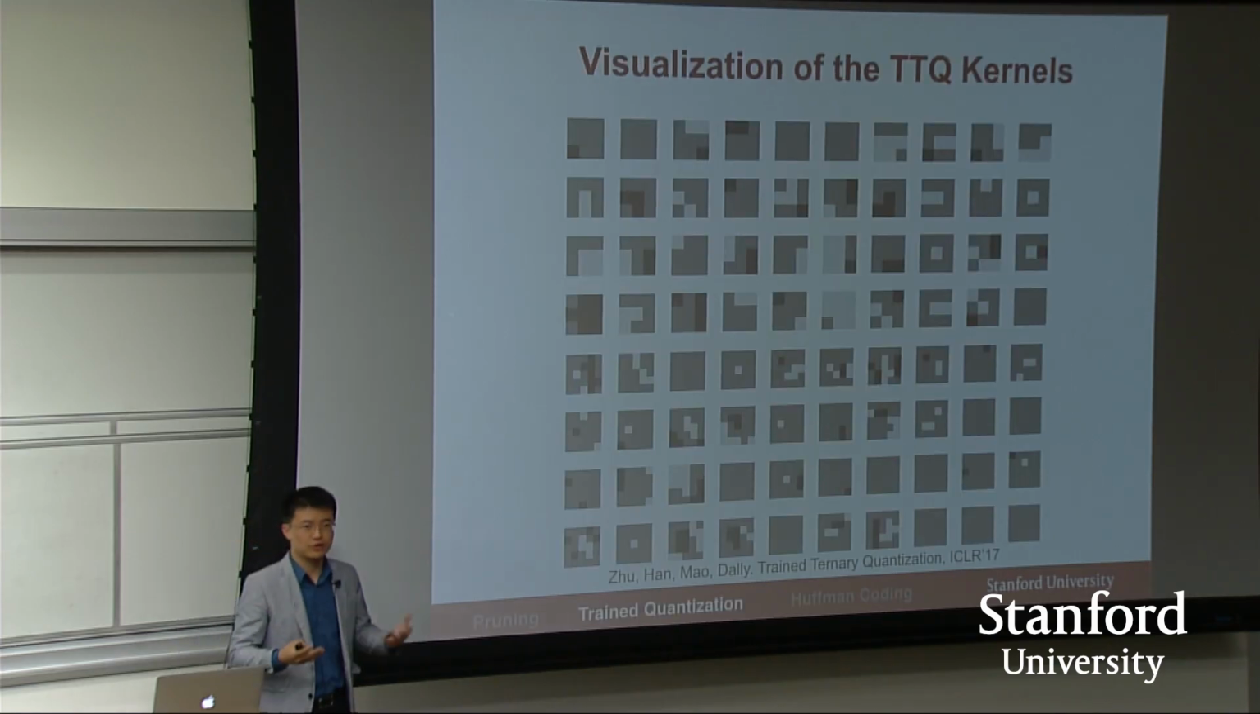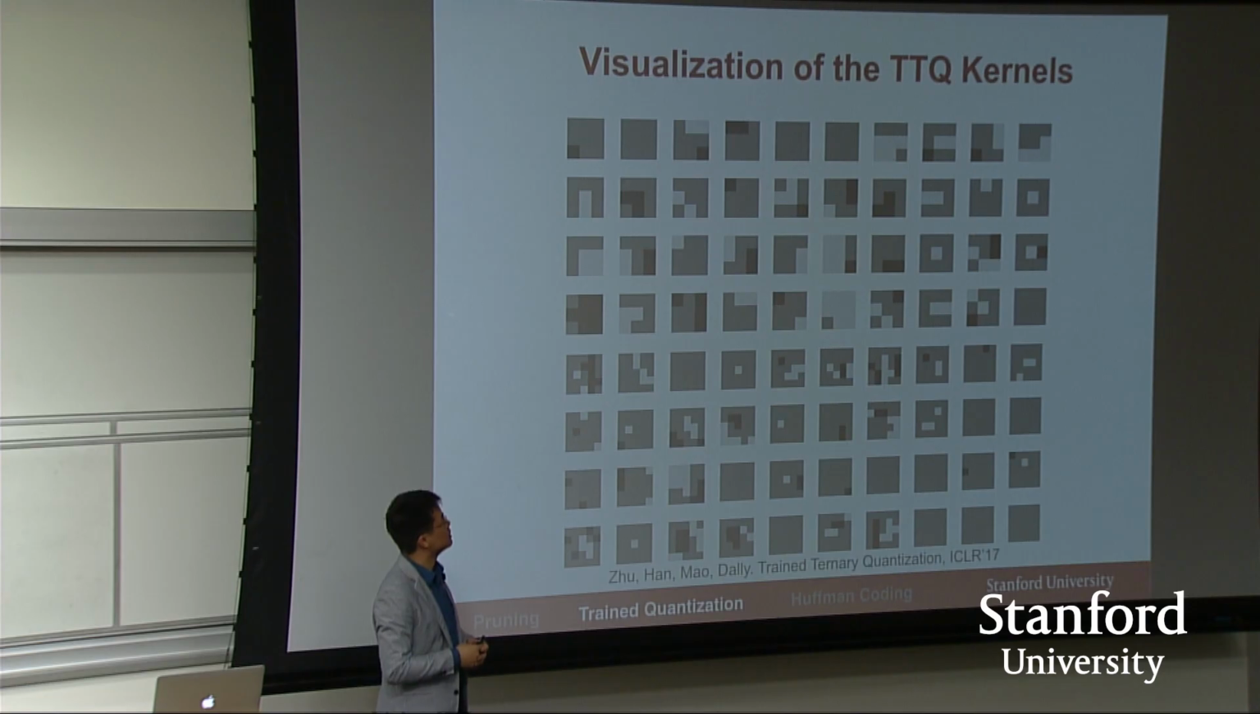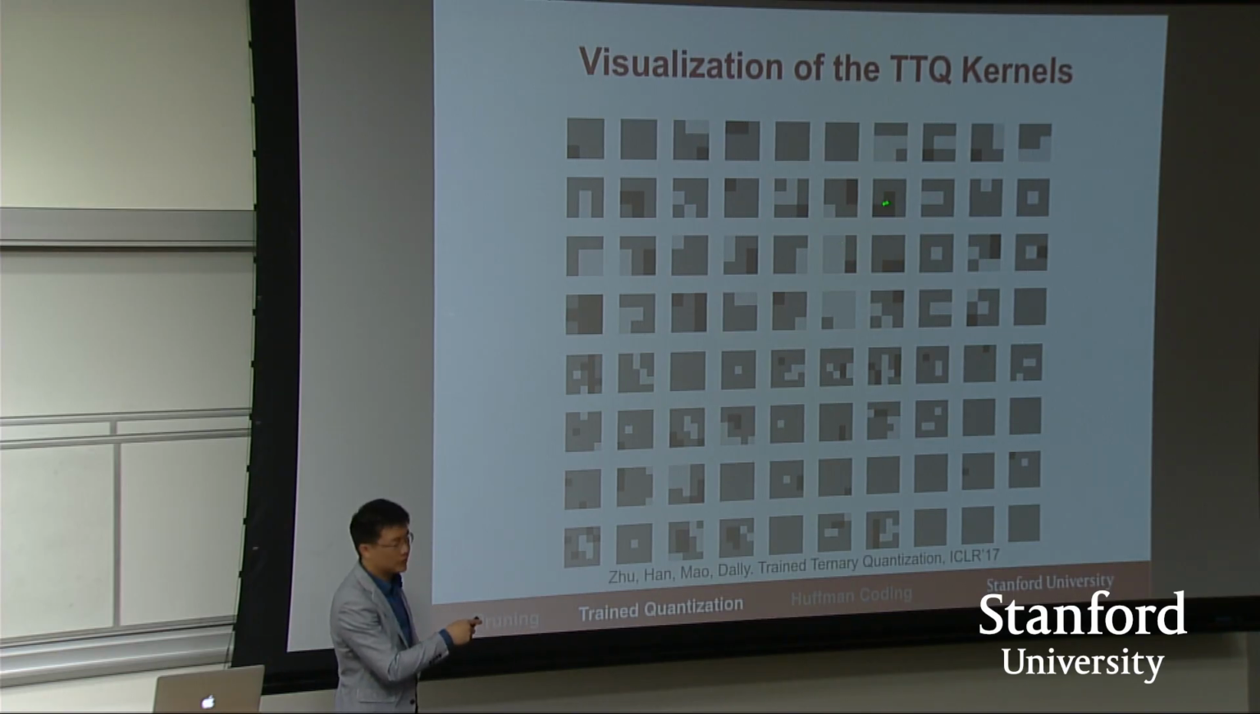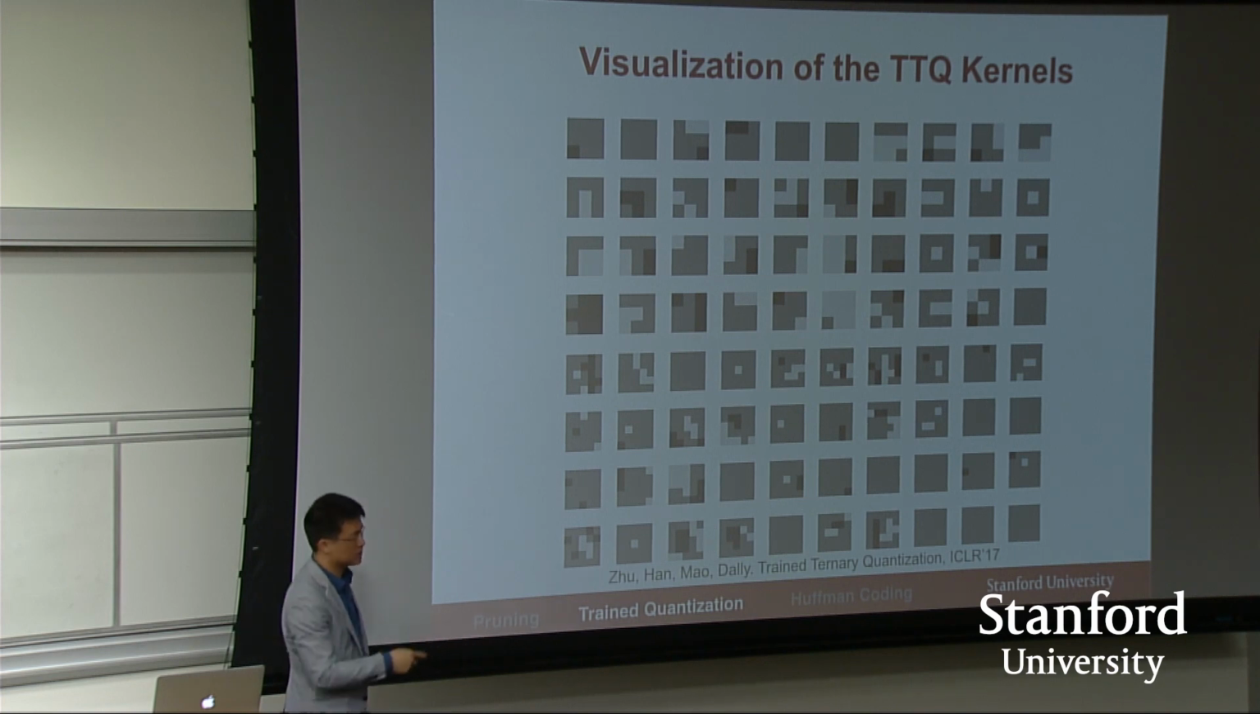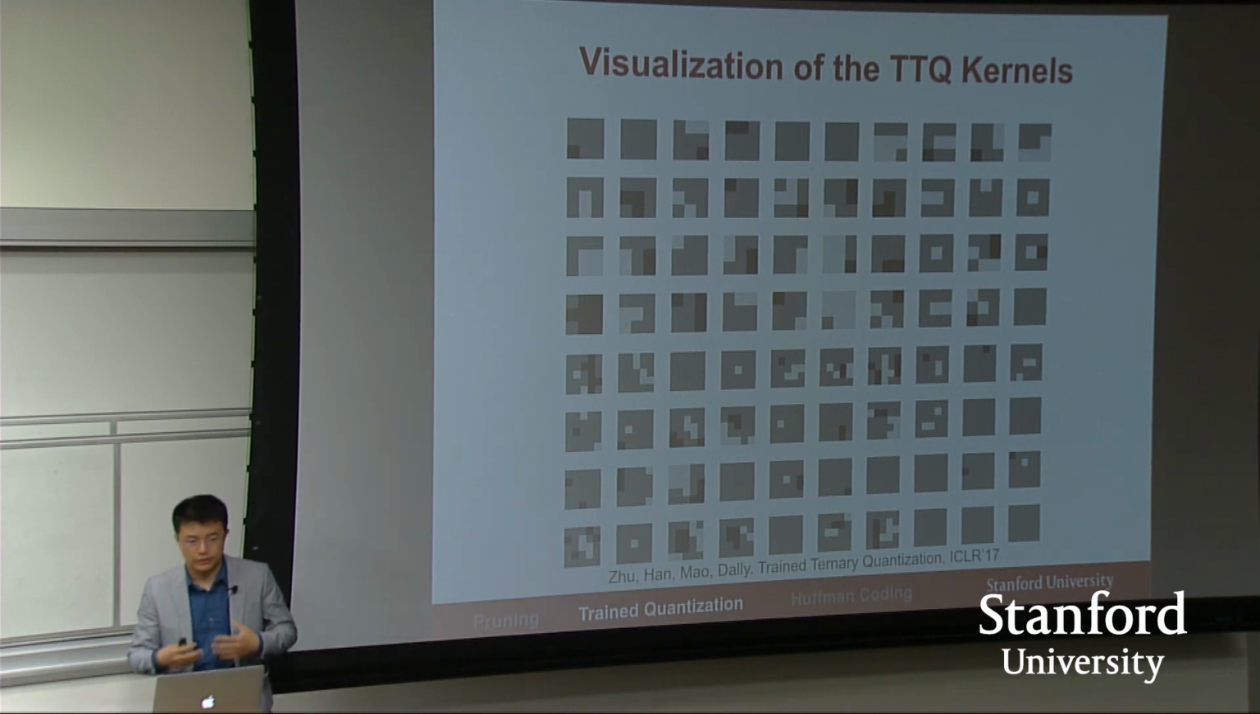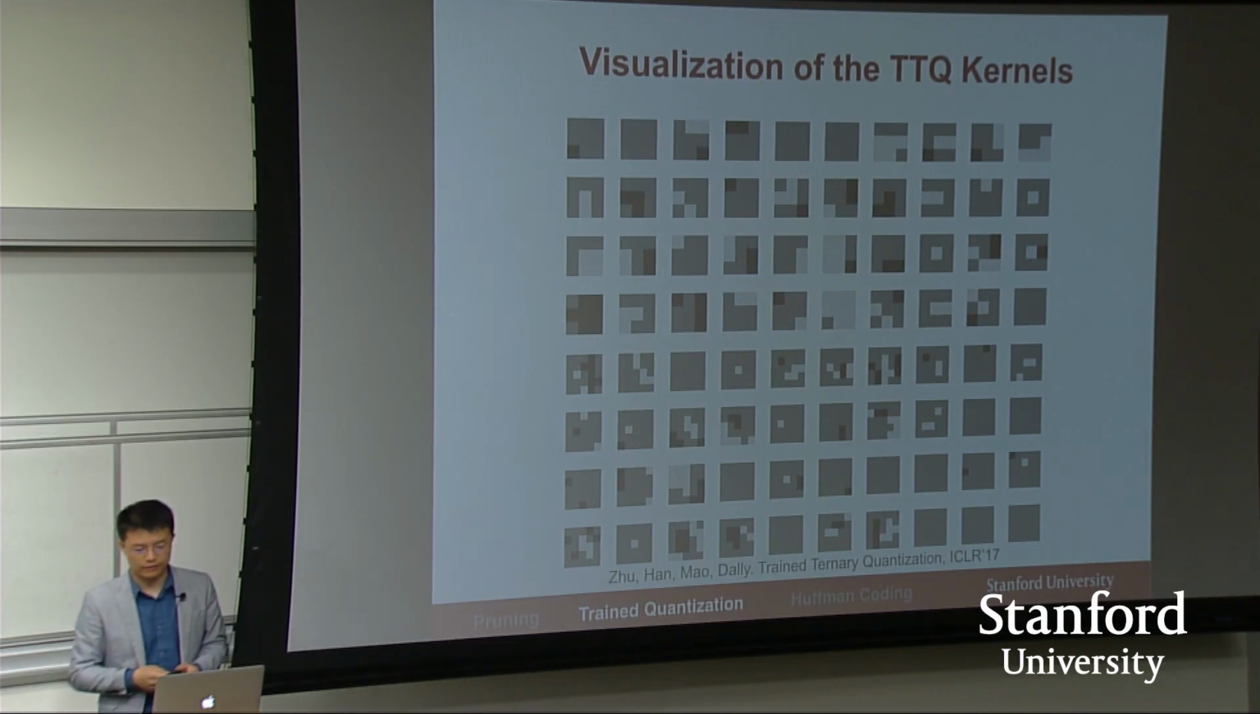And this is the visualization of the kernels by this trained ternary quantization. We can see some of them are maybe a corner detector, like here, and also here. Some of them are maybe edge detectors, for example, this filter. Some of them are corner detectors, like this filter. Actually, we don't need such fine-grained resolution, just 3 weights are enough.